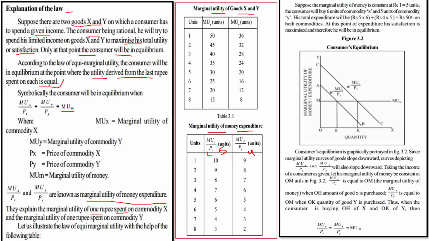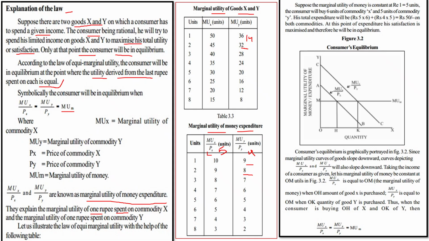When we divide 36 by 4, we find 9. When we divide 32 by 4, we find 8, and so on. We divide the marginal utility of Y by the price of Y, so we get the marginal utility of money expenditure.